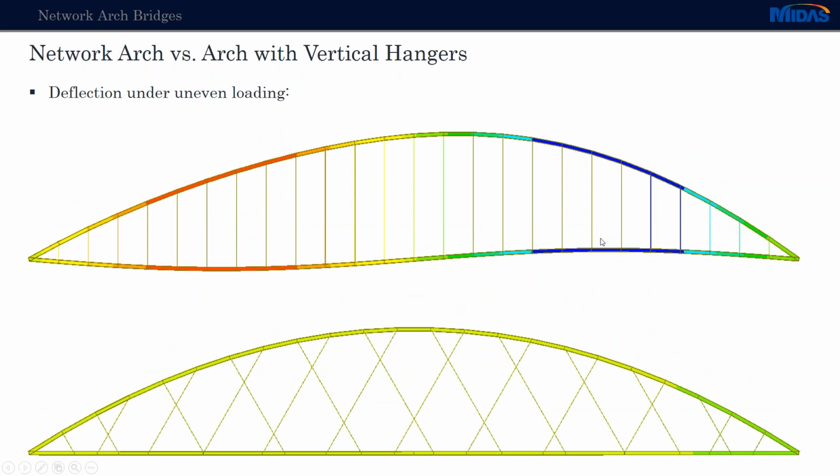When we compare the results, the displacements, we can see that the deformed shape of the one with the vertical hangers is much more pronounced, the deflection, whereas the network arch has a much better behavior when it comes to uneven loading and displacements. As I've mentioned before, it is much stiffer.